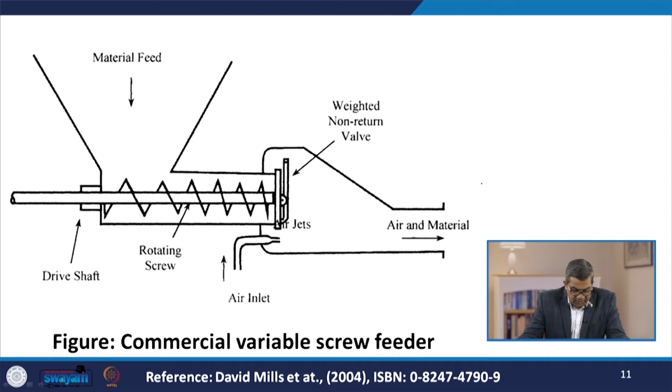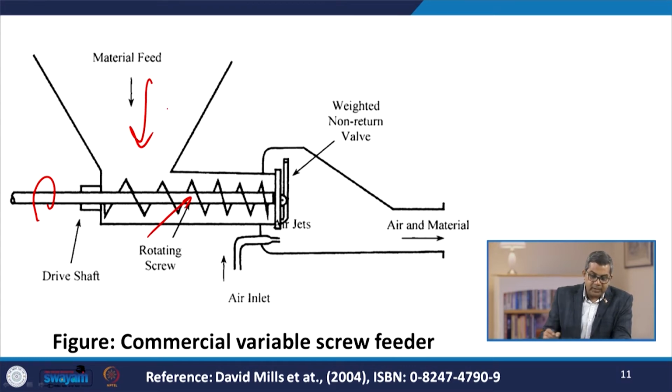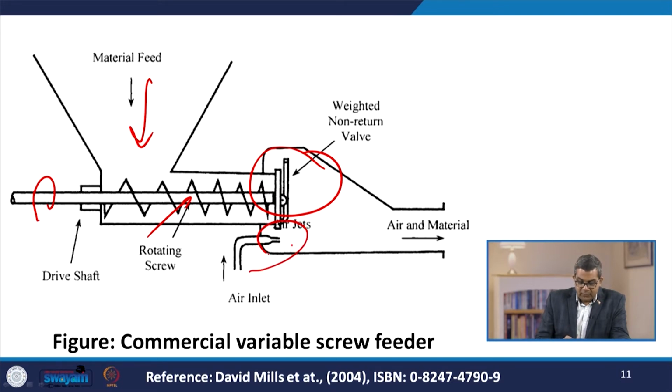Now here you see the commercial variable pitch screw feeder. Here the theme is similar. Here you have the drive shaft. This is the rotating screw. You are feeding the material through this hopper, and here we have the weighted NRV, that is non-return valve. Air is supplied with the help of jets, and air and material come out from this port.